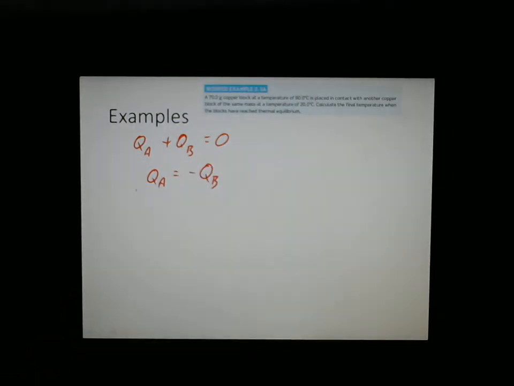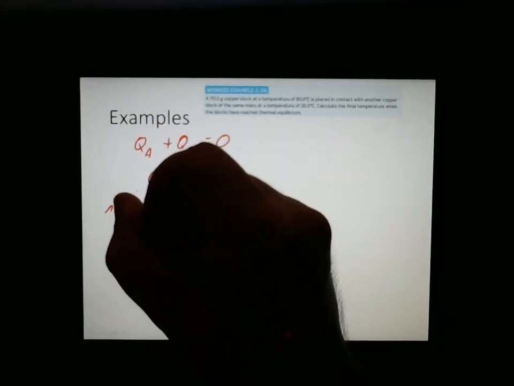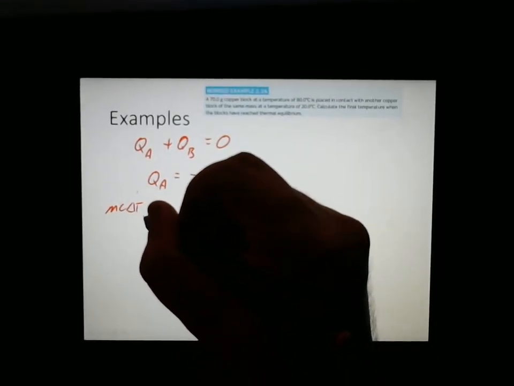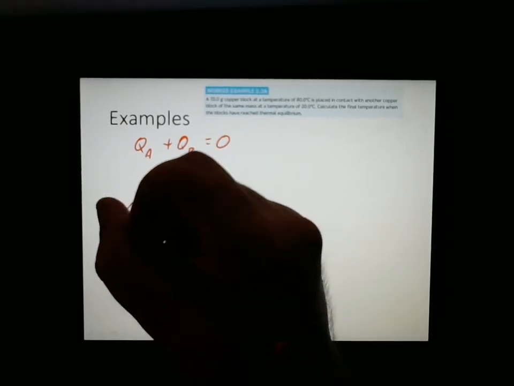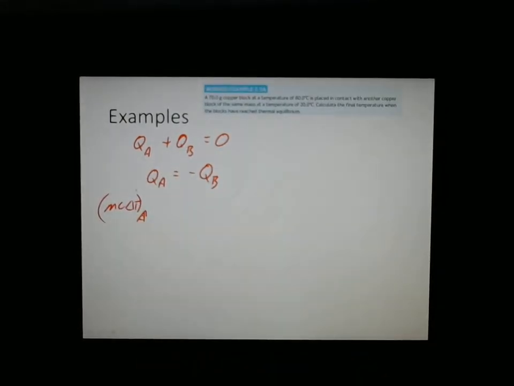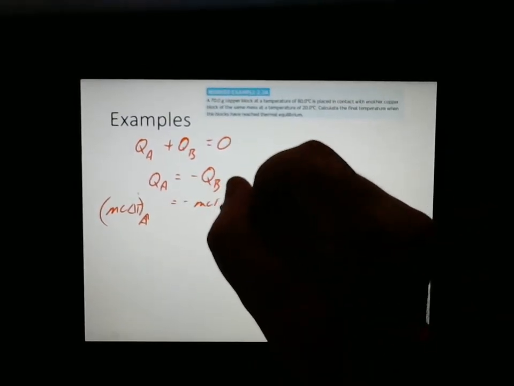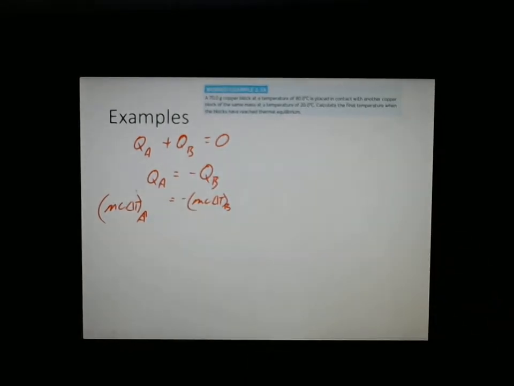It's reasonable to assume that if one thing's at 80 degrees in solid and one thing's at 20 degrees in solid, there's not going to be any phase changes, so we just have a Qmat going on. So I'm going to use Qmat, or MCΔT of A, and I'm going to put all of that A outside the brackets, equals negative MCΔT of B, and again all of that outside the brackets.